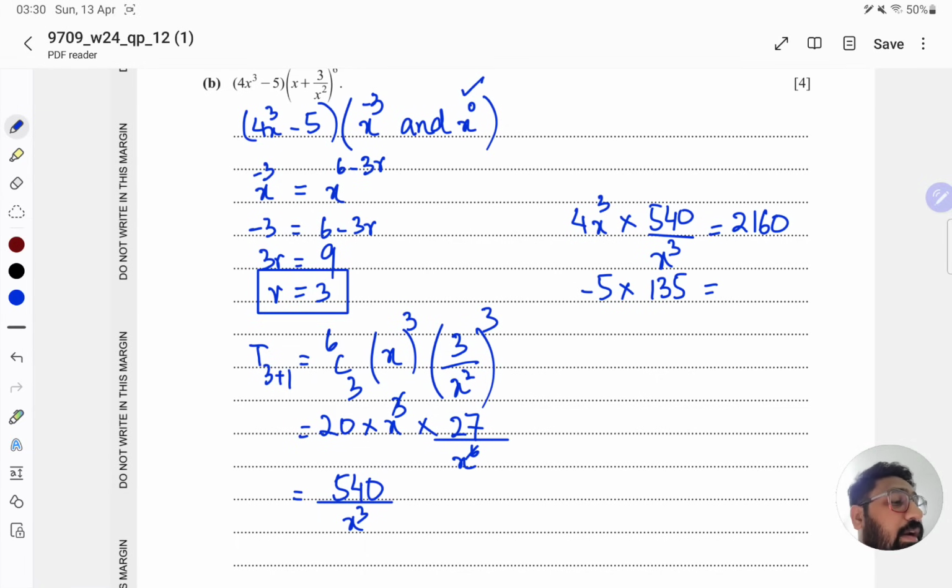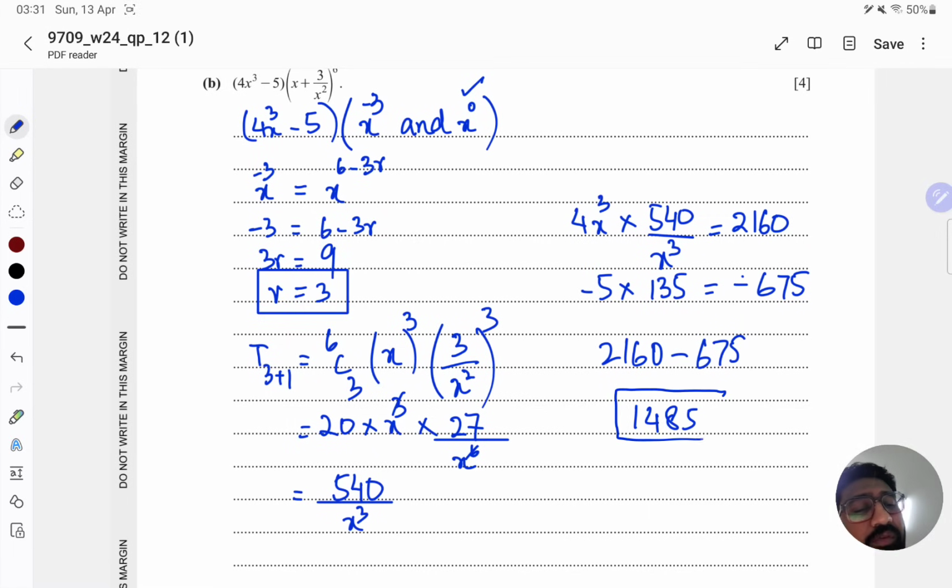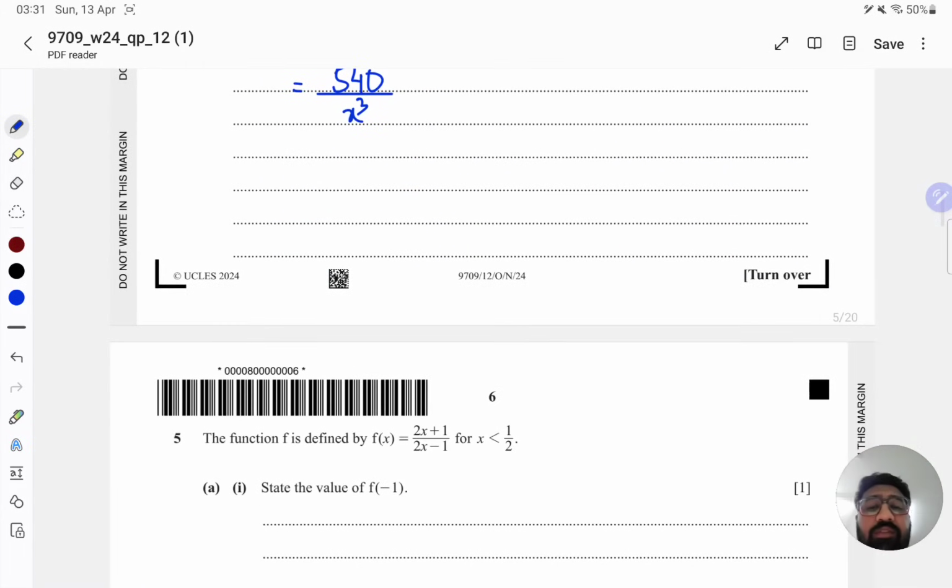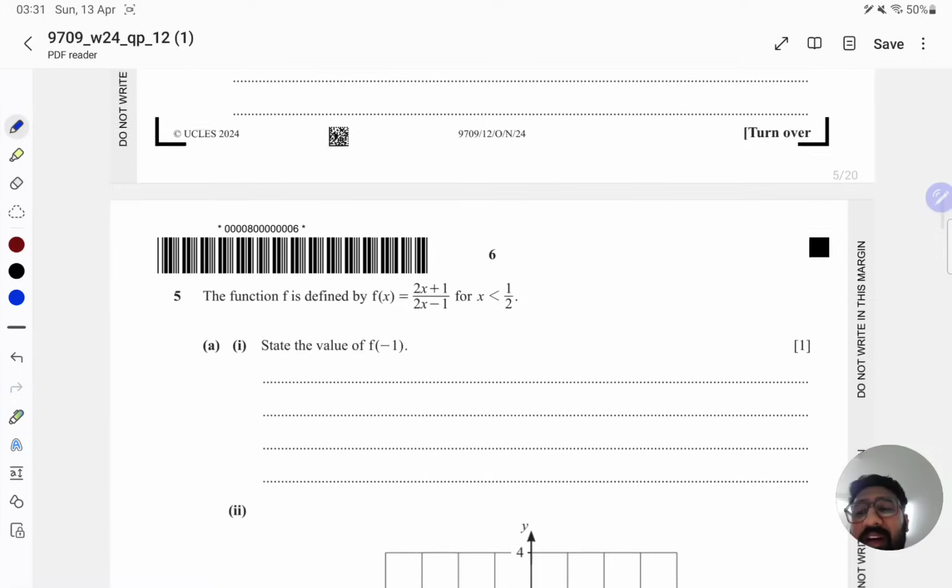So 5 multiplied by 135 is minus 675. I'll add the two of them together. 2160 minus 675. This is going to give me 1485, the coefficient which does not have any x with it when we do the expansion. Let's move to the next question, question number 5.